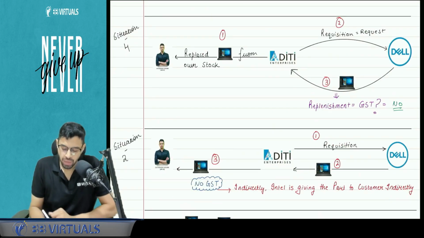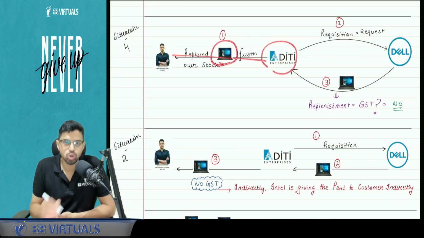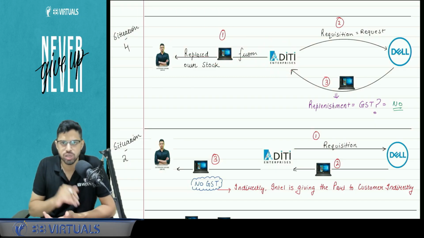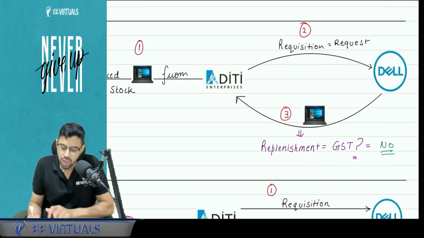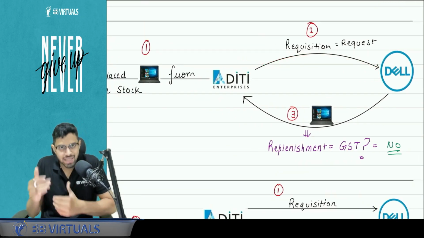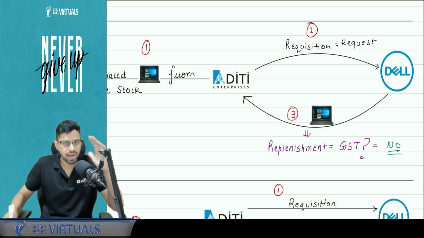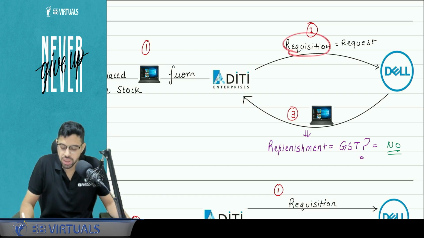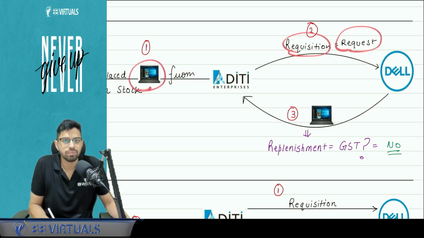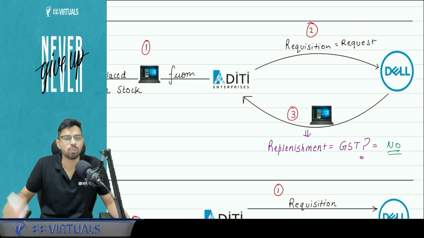Now what happens? I called Aditi for replacement. Aditi provided me the replacement from its own stock. It did not buy from the market. It used its own stock. But when Aditi called Dell for adjusting this amount, Dell said, let's do one thing. Don't give me a tax invoice. You give me a requisition for whatever part you replaced. I will give you that part. I will replace your part.